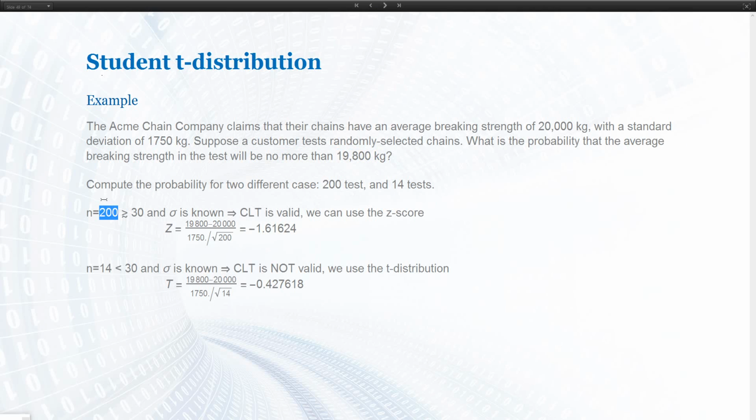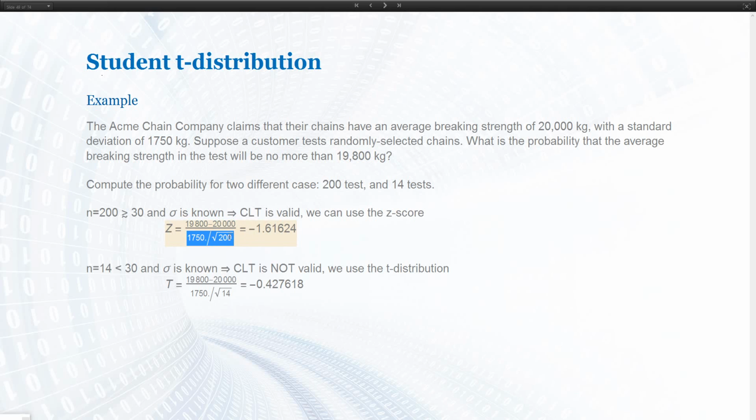200 is a large sample, so we apply the same test we did before with normally distributed values. We use the z-score, and we test the z-score that he will find a mean value of 19,800, given the population value of 20,000, because that's our null hypothesis again. Yeah, the real value is 20,000.